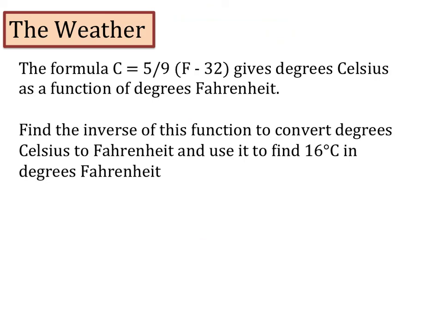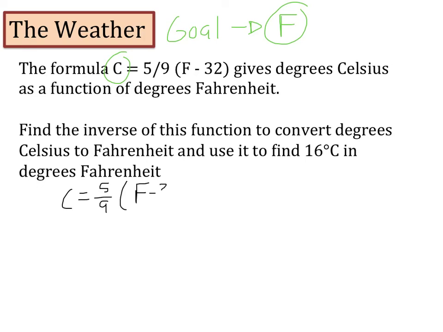So, similar to the other functions we're working with, we're basically switching the variables and solving for the other one. Originally this function is set to solve for C. So our goal is to solve for Fahrenheit. Since F is being subtracted by 32 and multiplied by 5 over 9, we want to isolate F. So we have our equation C equals 5 over 9 times F minus 32, and our goal is to solve this equation for F.